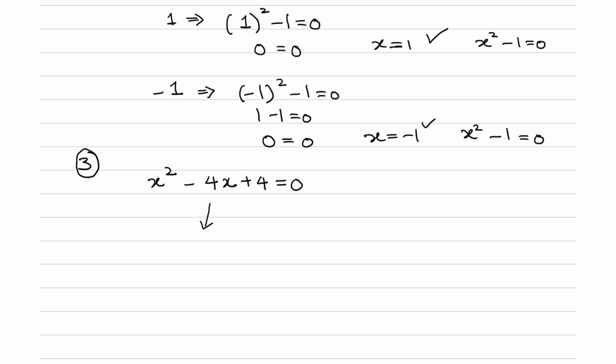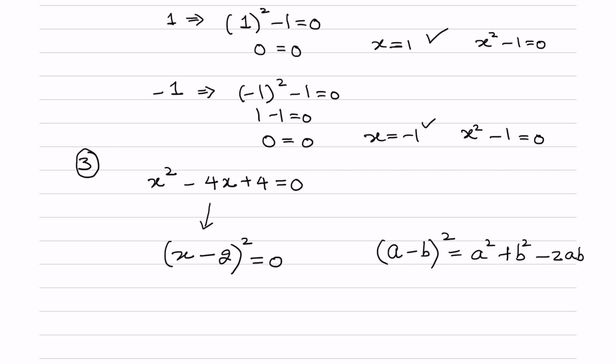So we know that x square minus 4x plus 4 could be written as x minus 2 whole square. So we use this formula, a minus b whole square is equal to a square plus b square minus 2ab. So here in this equation, x minus 2 whole square, when we open this up, it gives us x square plus 2 square minus 2ab. a here is x and b here is 2.